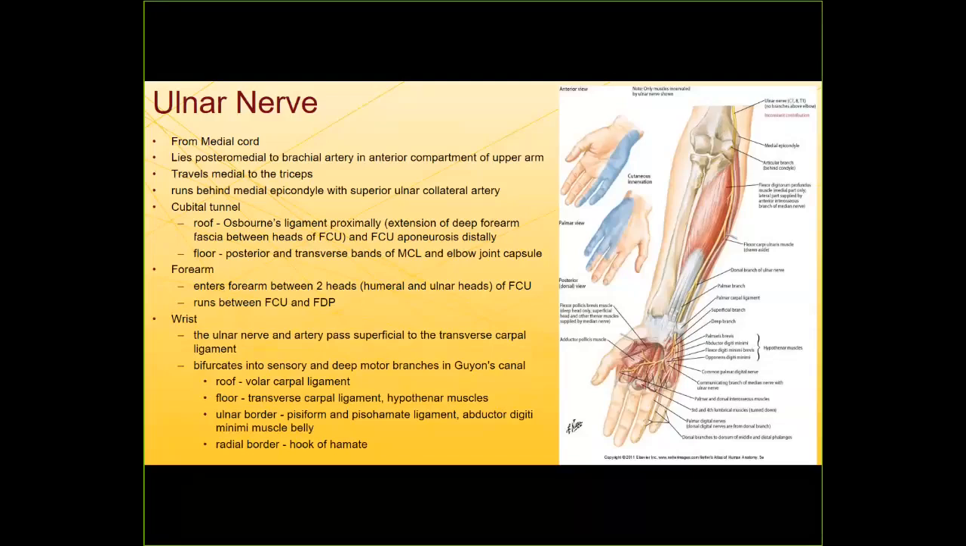And then it enters, like I said, between the two heads of the flexor carpi ulnaris, and runs between the flexor carpi ulnaris, which is gone in this, it's right here. Here's flexor carpi ulnaris. Okay, so here you can see it traveling right there. It's between flexor carpi ulnaris and flexor digitorum profundus. So superficialis is taken off of this photo. So here's profundus, and here is flexor carpi ulnaris right there. So there it is traveling between the two.